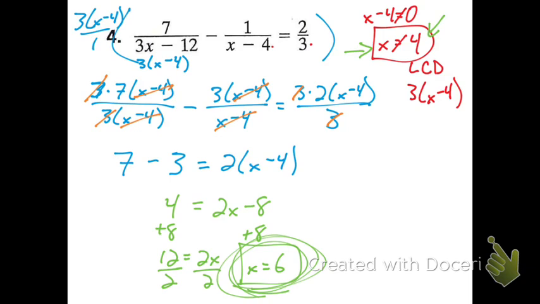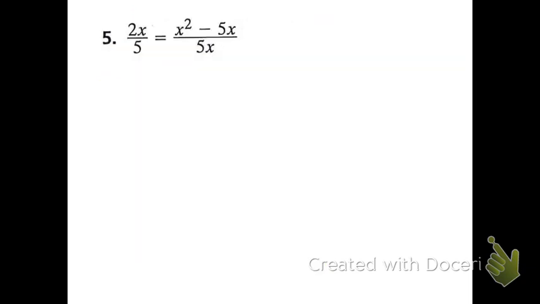All right, 1 down, 2 to go. Here we have 2 fractions set equal to each other. So I'm going to go ahead and deal with the restricted values first. If I set 5x equal to 0, x cannot be 0. That's the one thing it cannot be. So let's hope it doesn't end up that way.